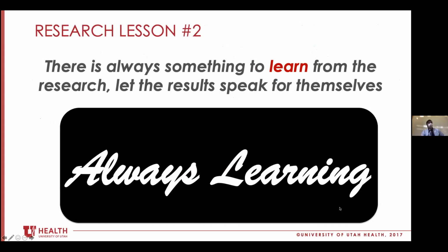Second research lesson. Because of this trial, there's always something to learn. And anytime you have 1,000 patients that you've prospectively collected data on, there's probably a lesson to be learned somewhere in there. And just let the results of the trial speak for themselves, right? This was a negative trial result, but it doesn't necessarily mean that it didn't bring us any closer to the truth, right? That probably is the truth for the most part.